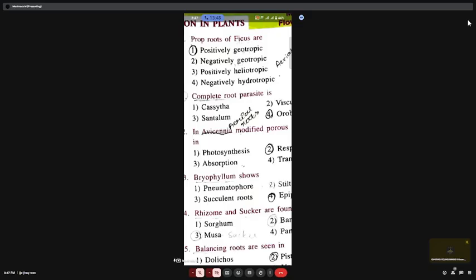Positively geotropic means that in the majority of plants the root system will grow towards the soil, so it is called positively geotropic. What is an example of negatively geotropic? The respiratory root. It will not grow towards the earth, it will grow towards the sun. That is called negatively geotropic. So the answer is positively geotropic.